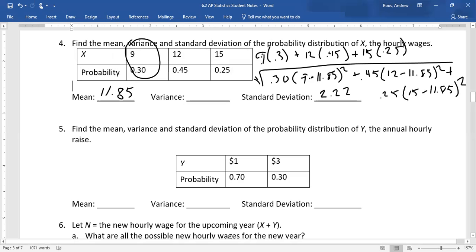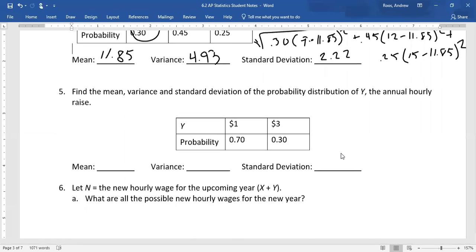Remember, the variance is the standard deviation squared. So square that, and we should get the variance. Okay, so that is how you would calculate the mean and the standard deviation and the variance by hand. I show that to you because you're going to have to do one of those on your upcoming quiz. For the next couple, I'll show you how to do it on your calculator.